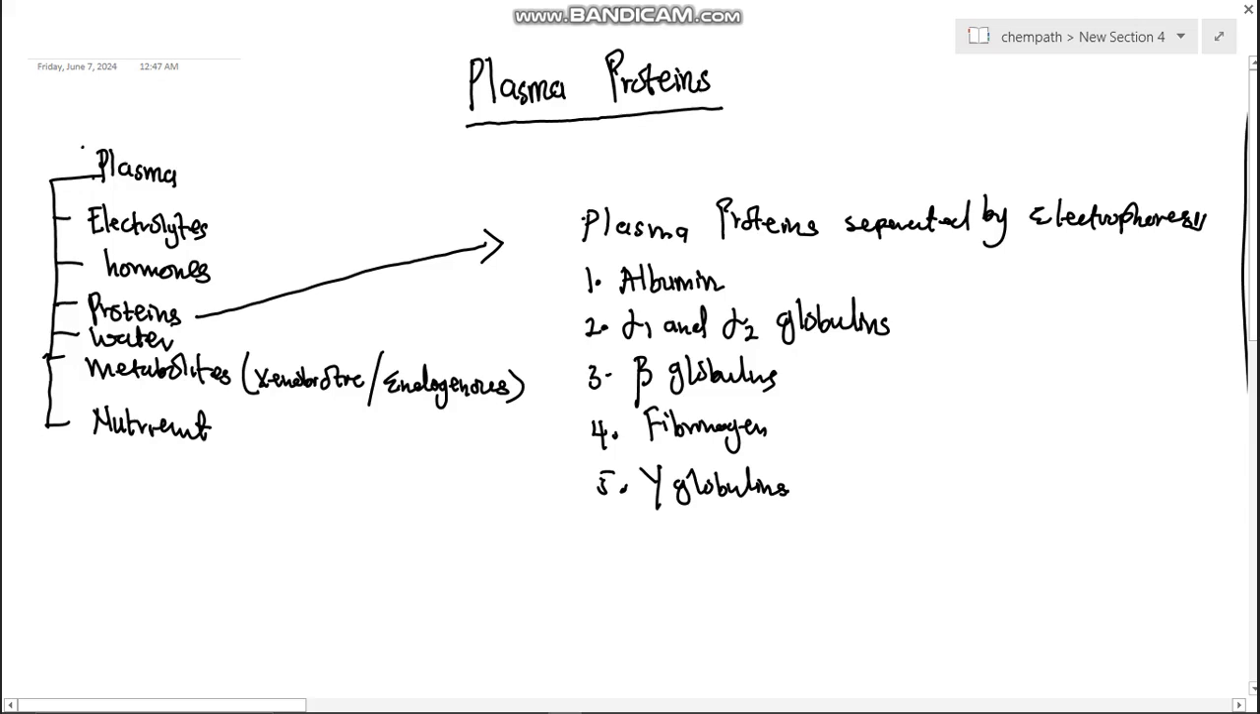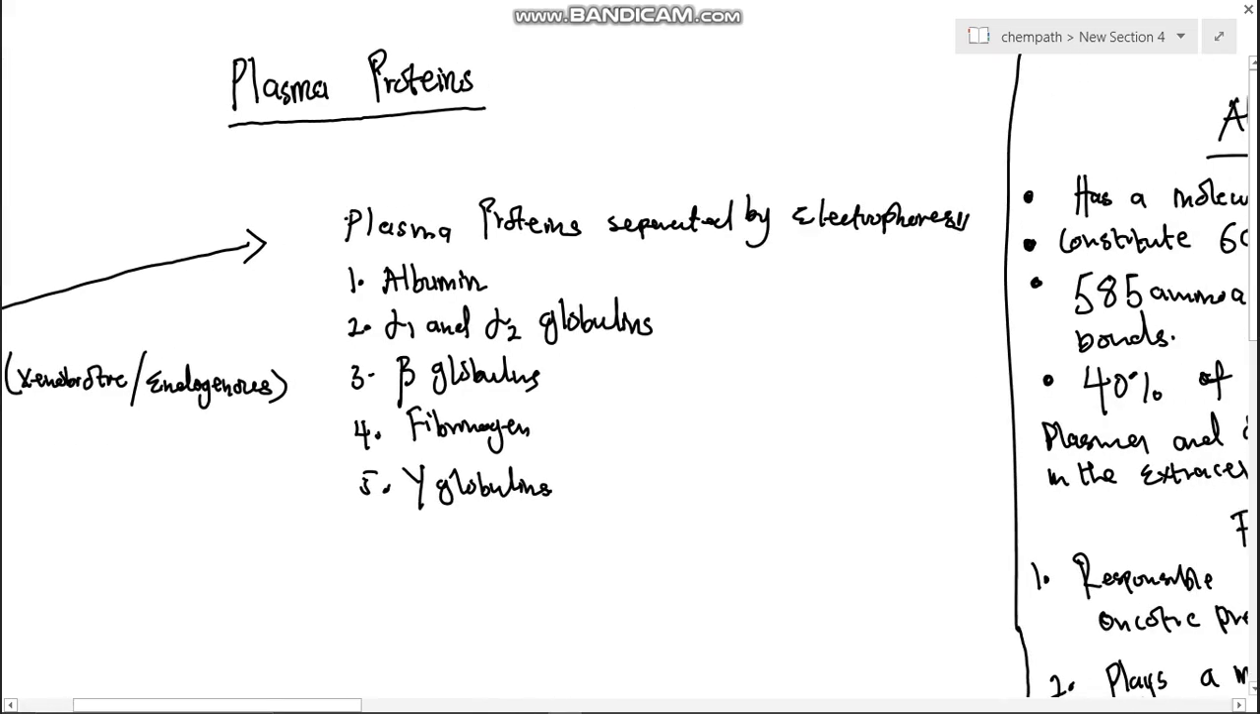So, under plasma proteins, for us to know the different types of protein, we would have to separate these proteins by a process we call electrophoresis. Electrophoresis separates the proteins based on their charges. So this one is in order of increasing charge.